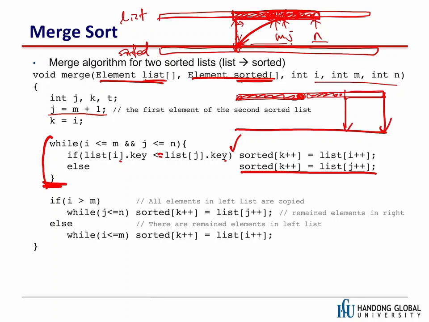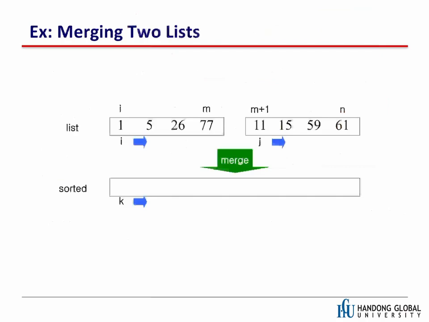So after this while loop, we check if I is larger than M. If I is larger than M, it means I passed. It means we copied the left side and we finished the left side earlier. So it means we have some left over on the right side. So we just copy the right side to the sorted list while increasing K and J. Otherwise, while I is smaller than or equal to M, we just copy all of them from the left side. This is it. This is an implementation of a merge function.